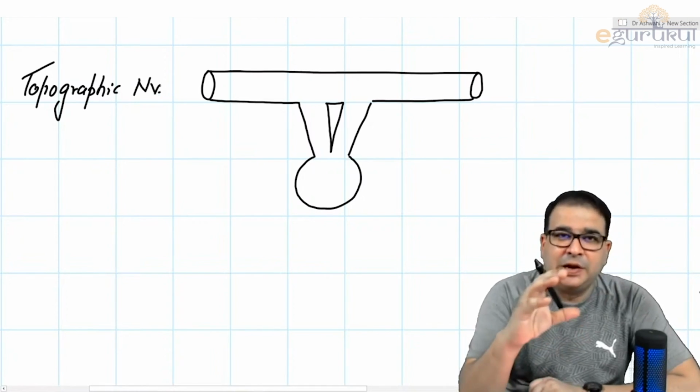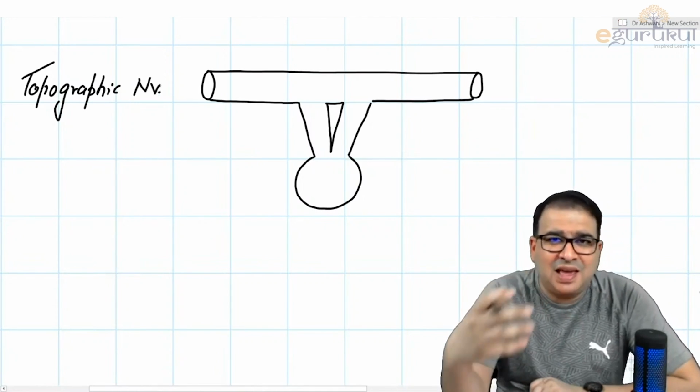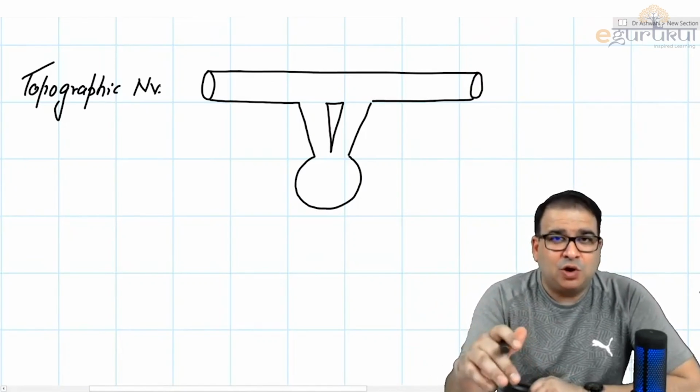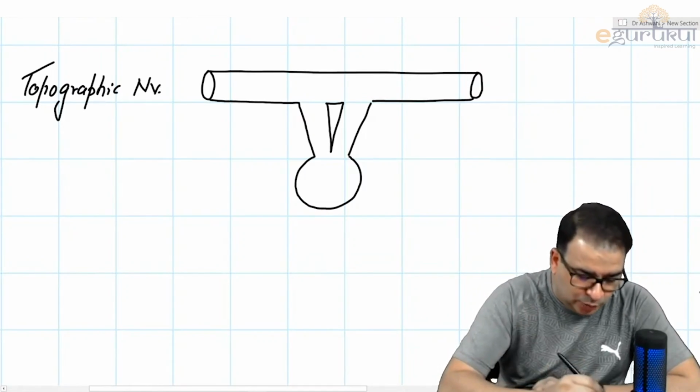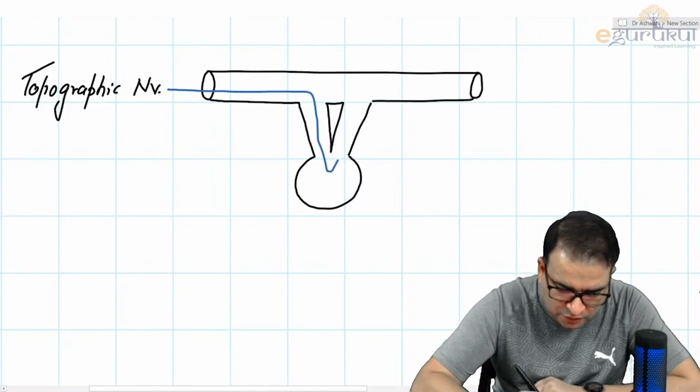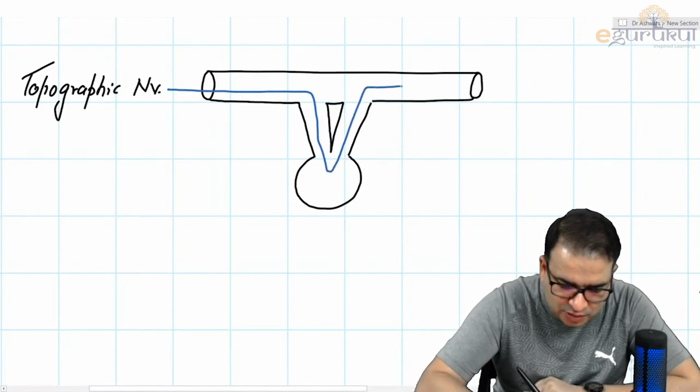Topographic nerve means the nerve which is just hanging on the ganglion. I mean, this is the one which is giving an anatomical position to the ganglion. It is also called a morphological nerve. Topographic nerve means the nerve which you will see go inside the ganglion like this, and then come out without relaying inside the ganglion.